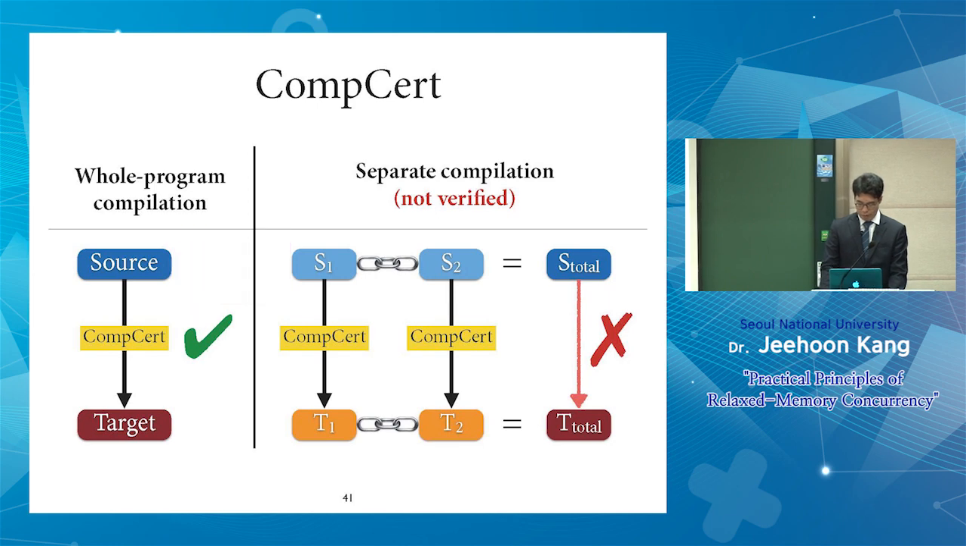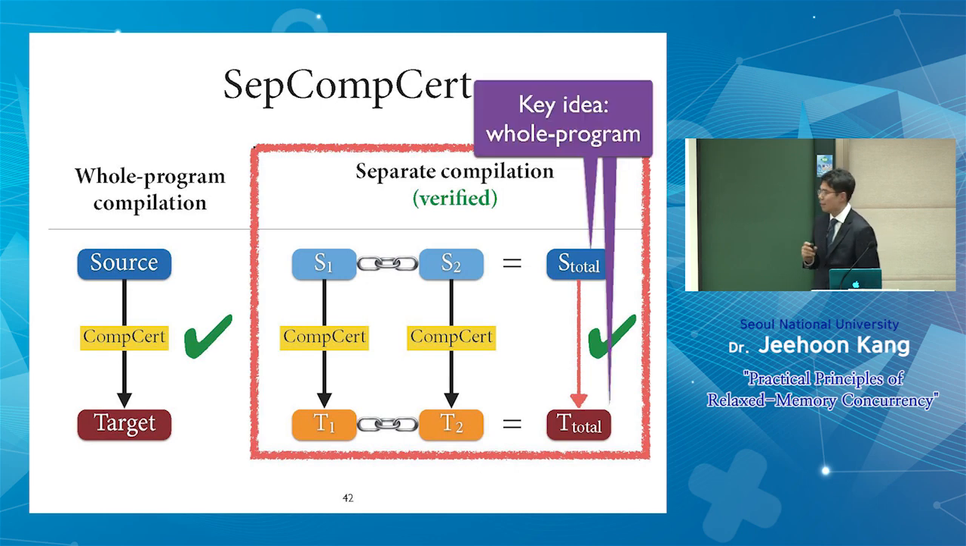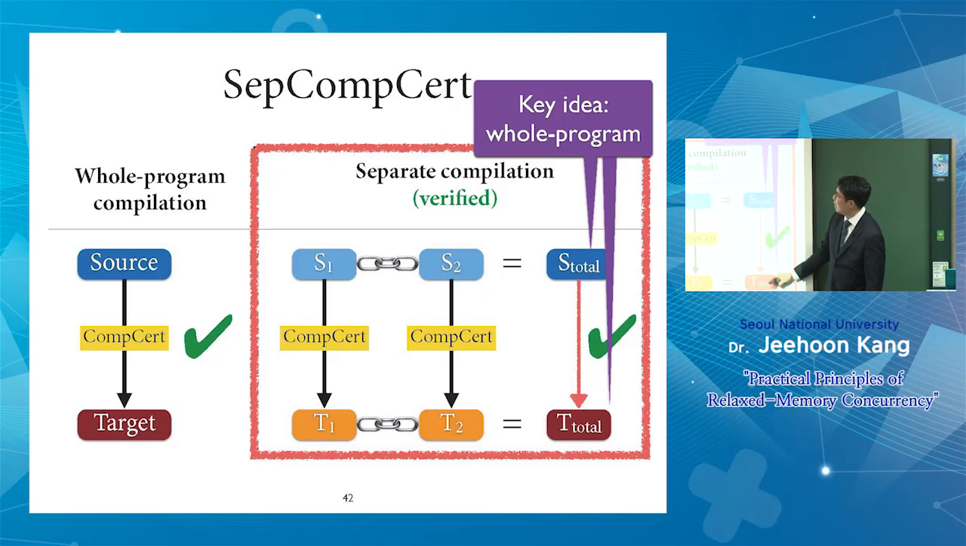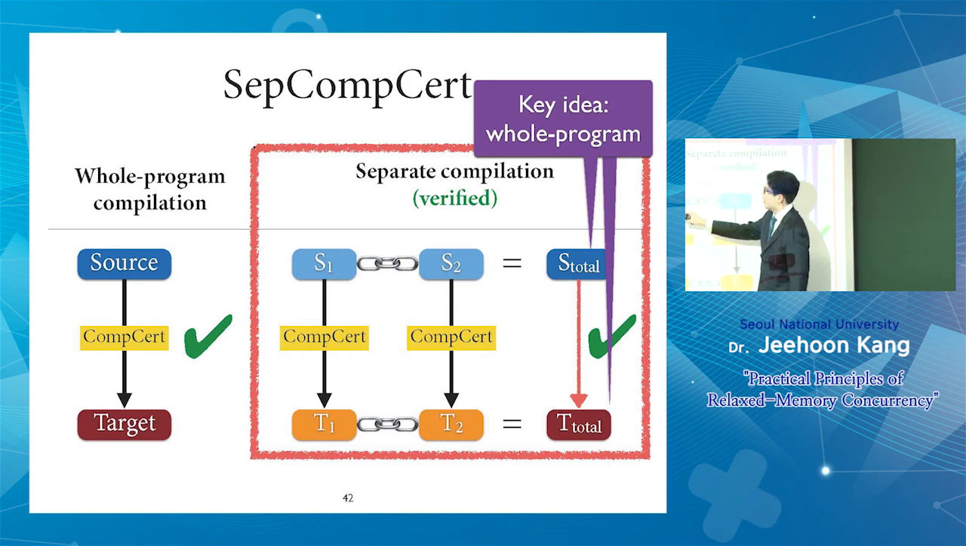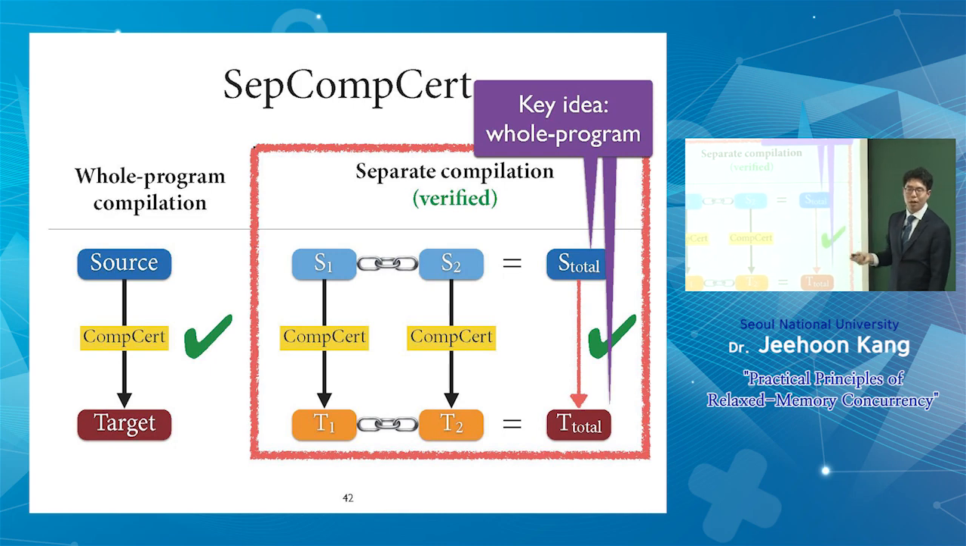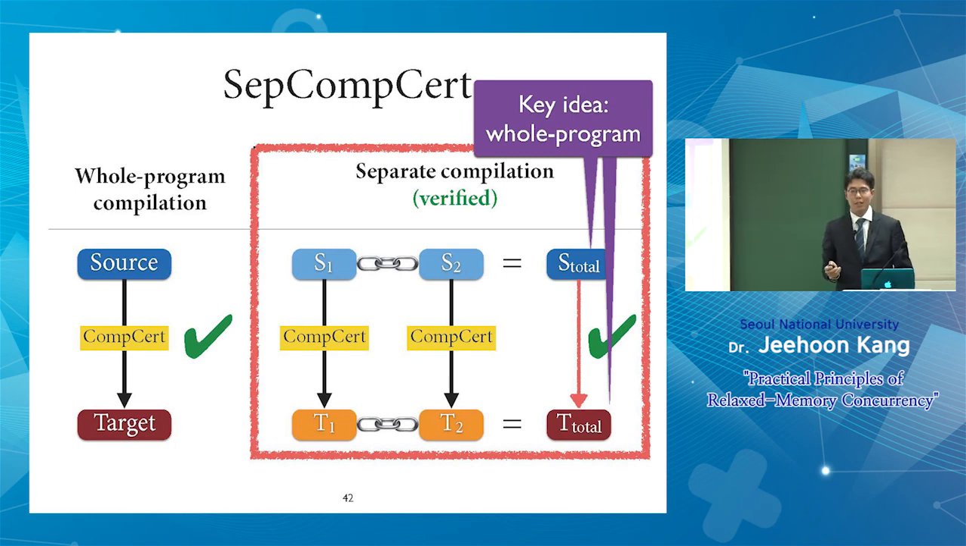Now, in this research project, which we call Sep-CompCert, we verify separate compilation for the CompCert compiler. The key idea is that these two programs, the programs we need to verify for semantic preservation in this separate compilation, are whole programs. So we can take the existing verification for whole program compilation into the verification for separate compilation. So basically, that's the key idea. And let me explain it in more detail.